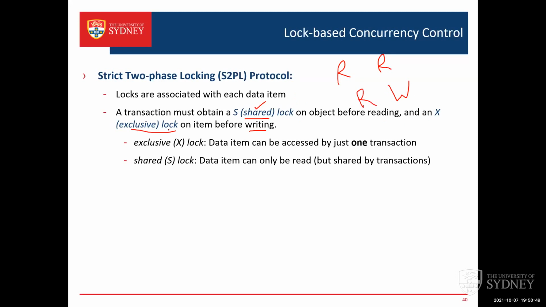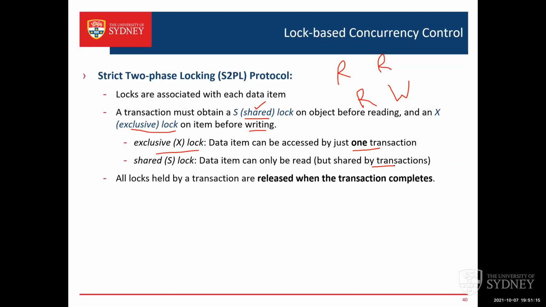So if someone is writing, he needs to acquire an exclusive lock, meaning he will simply say that now I am writing, no one should do anything else. No one should try to write, no one should try to read. That's what it means. Exclusive lock means a data item can be accessed by only one transaction. Shared lock means it can be shared by transactions. Hopefully that makes sense once you understand conflict.